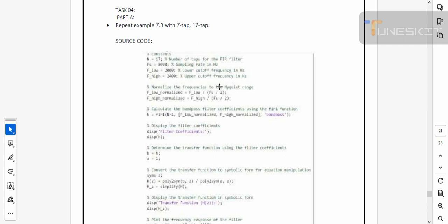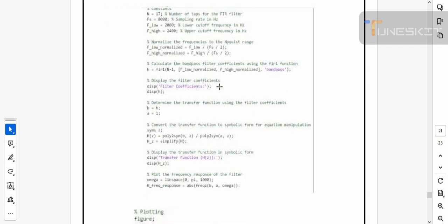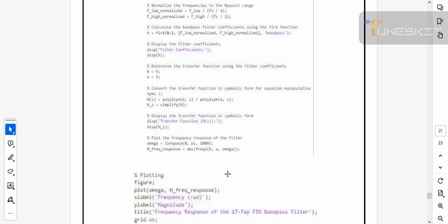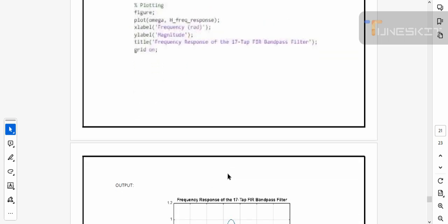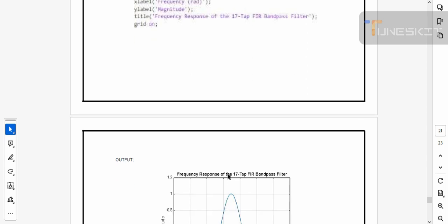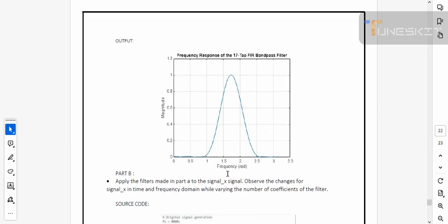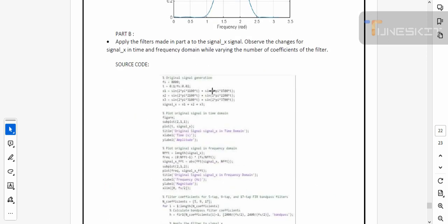First of all, normalize the frequencies. Then calculate the bandpass filter coefficients and display them, and then convert the transfer function to symbolic form for equation manipulation. After this, display the transfer function in symbolic form. Then use plotting commands: we use plot, then label the graph and turn grid on. When we simulate this code, we obtain this output for the 17 tap FIR.